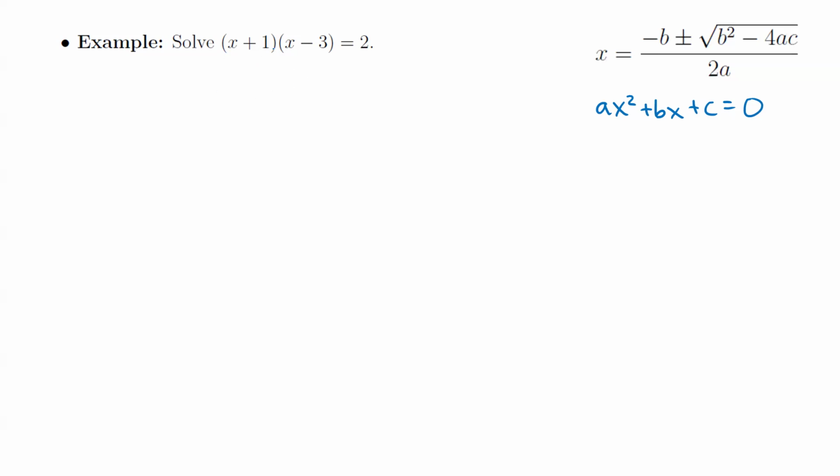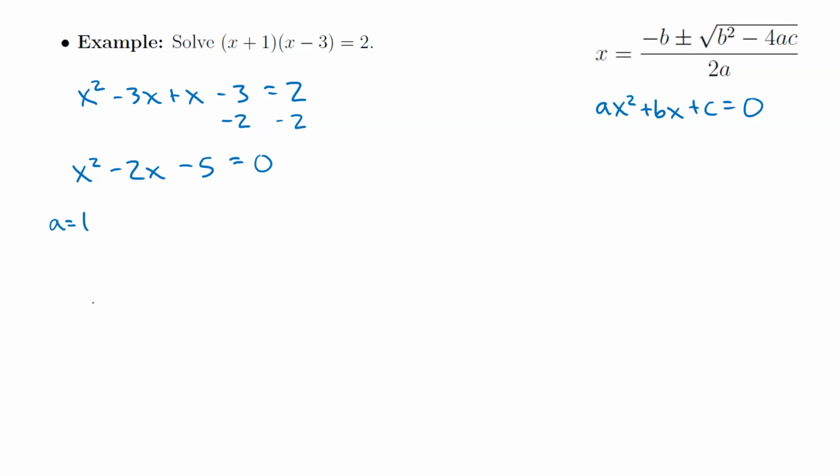So here, I'm going to have to FOIL all this out, right? So x squared minus 3x plus x minus 3 is equal to 2. Subtract 2 from both sides, so we have x squared minus 2x minus 5 is equal to 0. Now it's in the form that we want it in, and we can list a. Of course, if there's no number out here, we know it's really a 1 that's hiding out. B is -2, and C is -5.